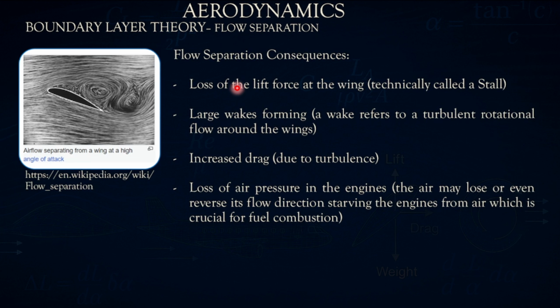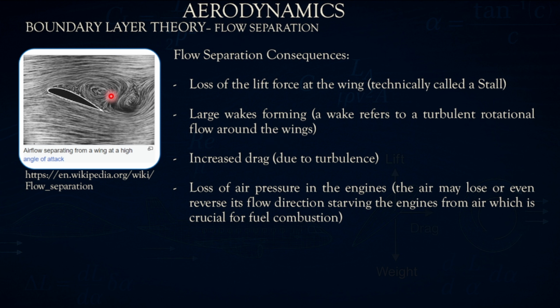Now bear in mind that flow separation is detrimental for lift. The consequences would be loss of the lift force at the wing, which technically leads to a stall. This is called a stall, meaning that the wings can no longer generate lift at this point. Large wakes, as you see, rotational swirling of the air above the camber here in this illustration. A wake refers to a turbulent rotational flow around the wings.